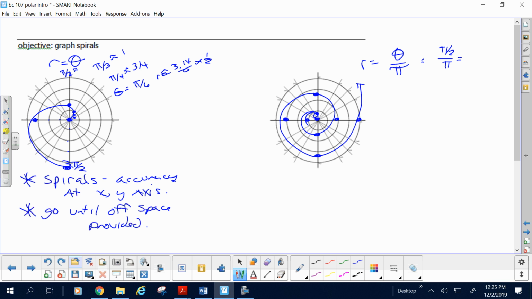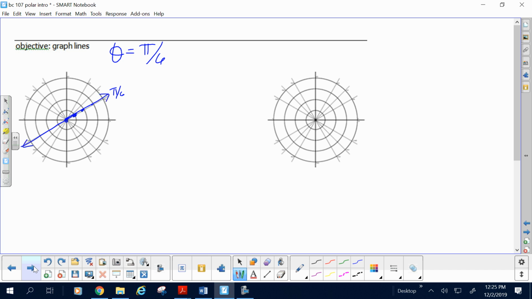Cool? Now this graph, if nothing else, is a good illustration of why polar is necessary. Can you imagine trying to write the equation for that using x and y? Yes. It's really difficult. Okay. Now, oops, darn it, I should clear these out. Graphing lines. Theta equal some constant.